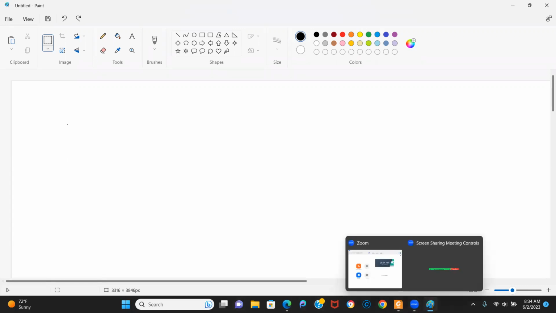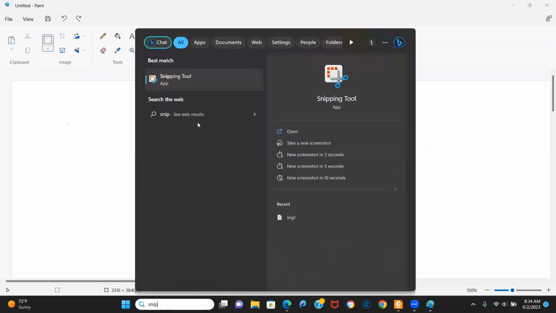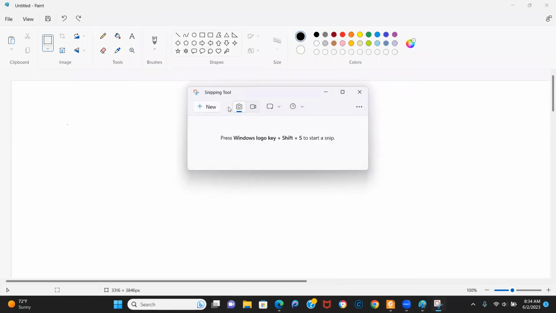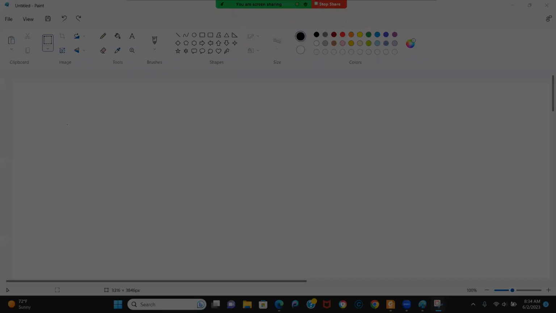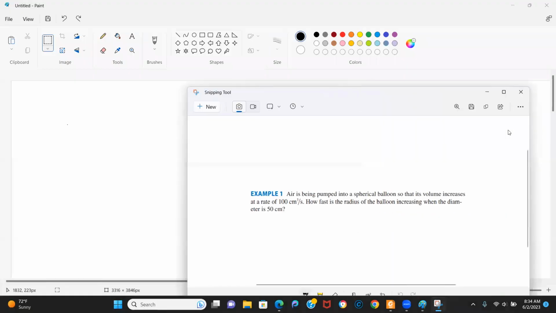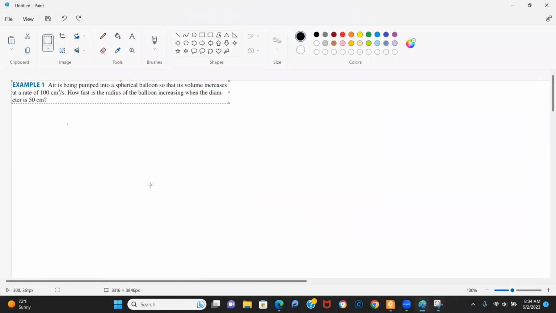All right, so let me pull the example up. I don't want to pull the whole book up. I just want to pull this one example up and work through it with you, I guess. So let's see. There we go. So here's example one.